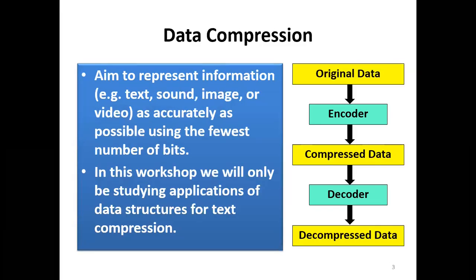The main aim of data compression is to reduce the size. In terms of reducing the size, we are referring to how we can minimize the number of bits. Different data types can be compressed. We can compress text, sound, image, and video. But for this lecture, we shall be focusing on how we can compress text.